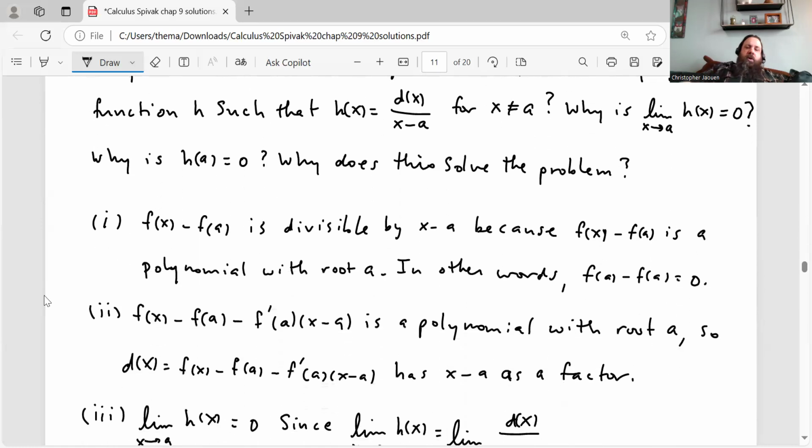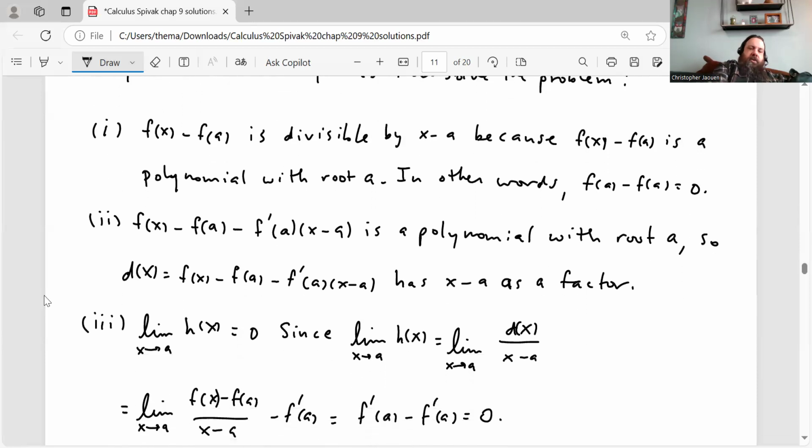All right, the answer to question 1 is f of x minus f of a is divisible by x minus a because f of x minus f of a is a polynomial that has root a, right? If you plug a in for x, you get f of a minus f of a, which is 0. So that means that x minus a is a factor of that polynomial. The answer to question 2, f of x minus f of a minus f prime of a times (x minus a) is a polynomial with root a. So d of x equals f of x minus f of a minus f prime of a times (x minus a) has x minus a as a factor. Similar reason as to part 1.